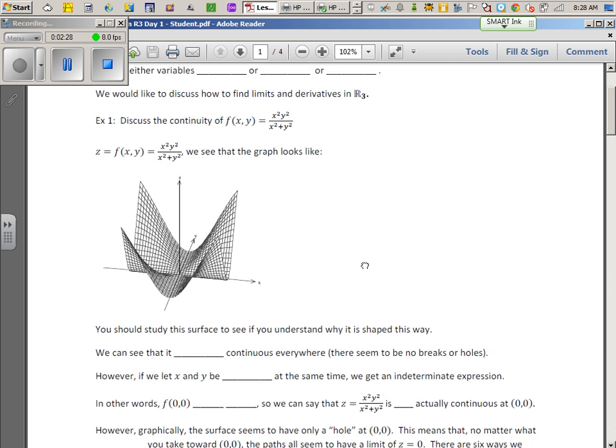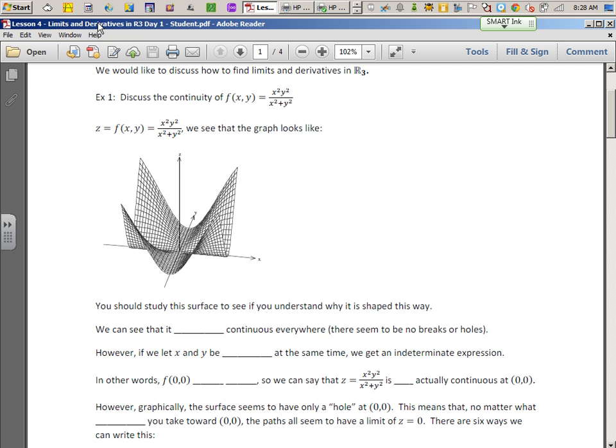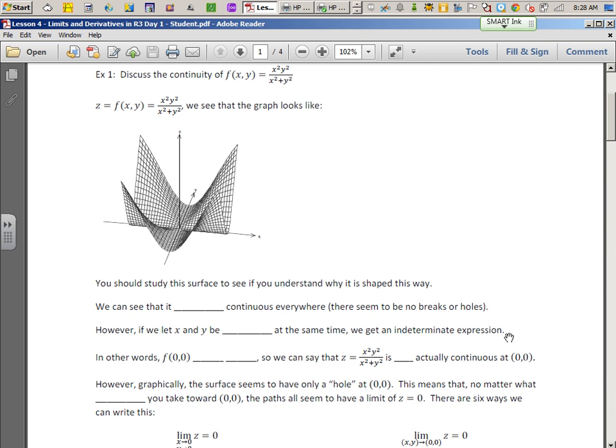So this first question just says, let's discuss the continuity of this surface. Continuity, fortunately, has pretty much the same meaning as it always has. If there's a break in the fabric of this surface, we'd like to find it, and we'd like to know what kind of break it is. Is it like a permanent tear that can't be fixed? Or is it just a hole in the surface that can be simply plugged up?